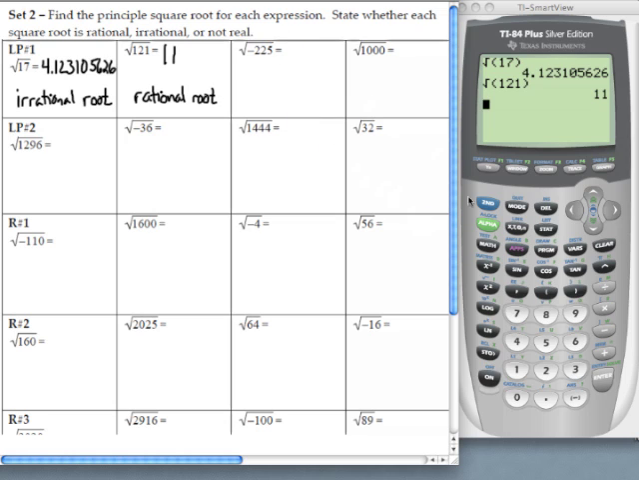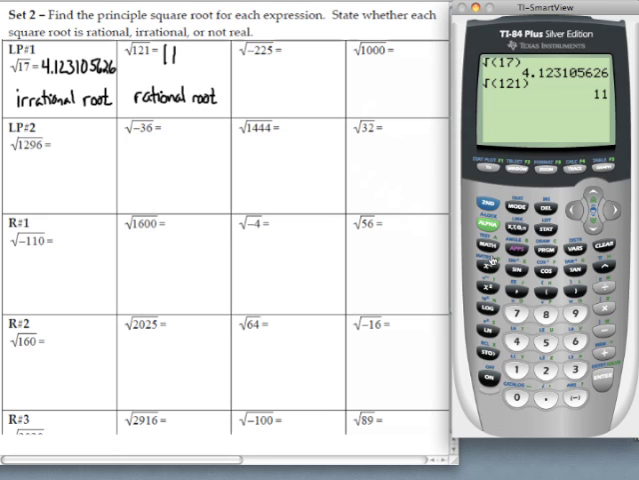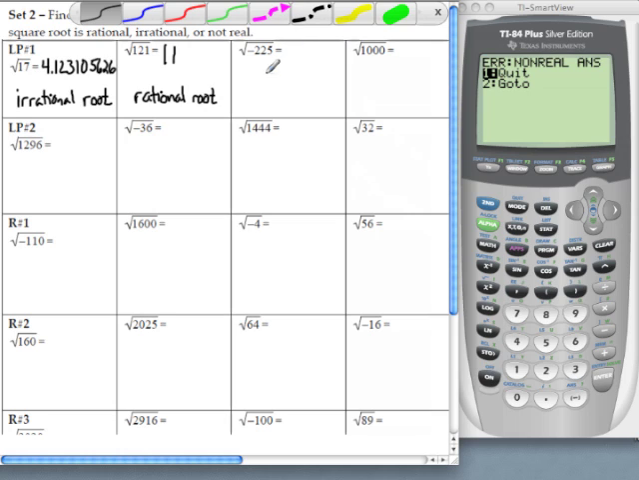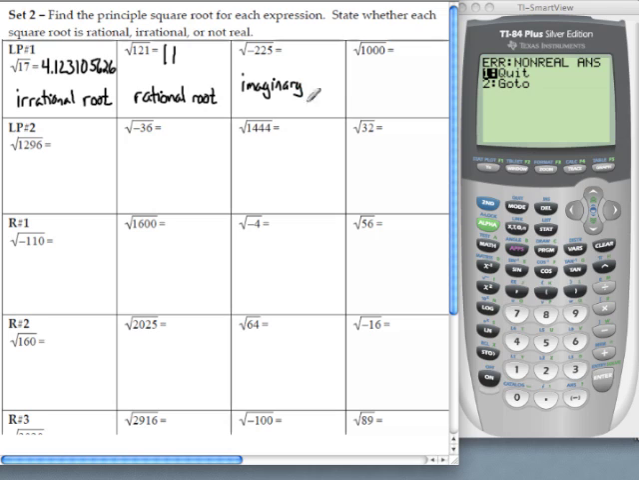Let's do negative 225. Hit second x squared to bring up the radical. Type in negative 225. Close your radical, hit enter. And then you'll see that we have an error on our calculator screen. It says non-real answer. And that is because we're taking the square root of a negative number. And anytime you do so, your answers are not going to be real. And if you haven't learned about this so far, they end up being imaginary roots. So let's just write that down here. There's no answer, and we will just put imaginary root.